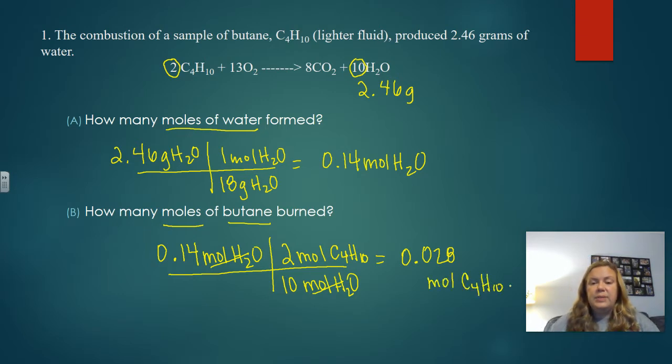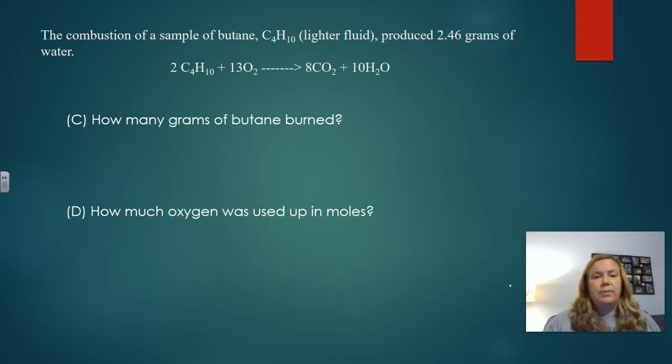Now, I take this piece of information and I'm going to use this on the next page. What my problem is saying is that when I have 0.028 moles of butane, I am able to produce 0.14 moles of water. Let's take a look at the next problem.